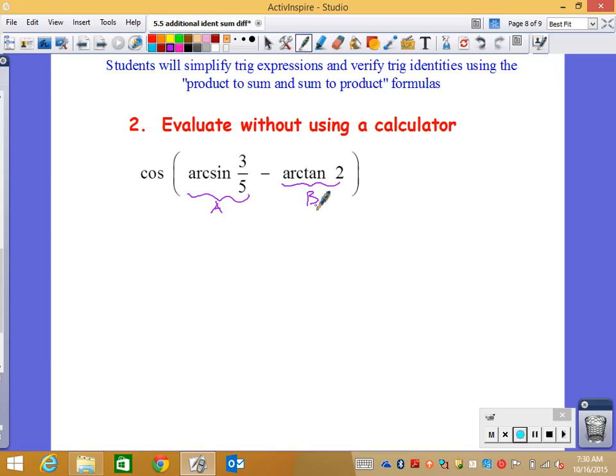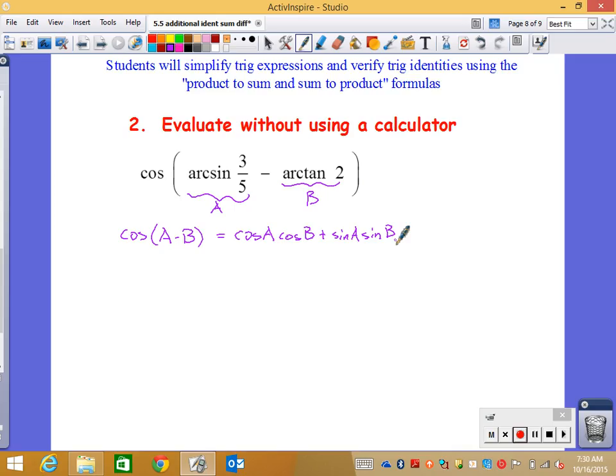So this is going back to some old identities that I learned. We have the cosine of A minus B here. And if we remember back to, I believe it was 5.2, the difference identities, this is equal to the cosine of A, cosine of B, plus sine of A, sine of B.